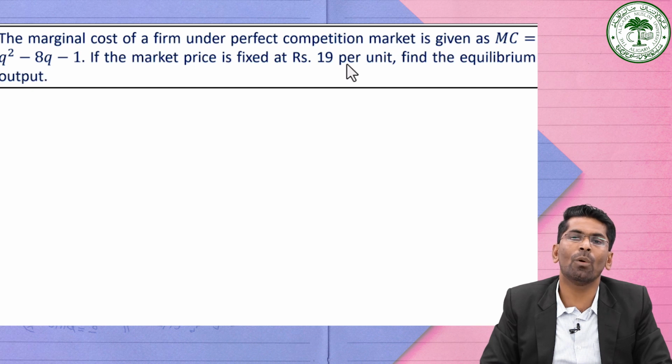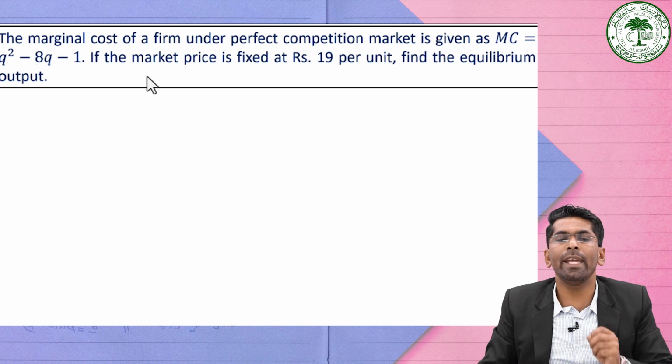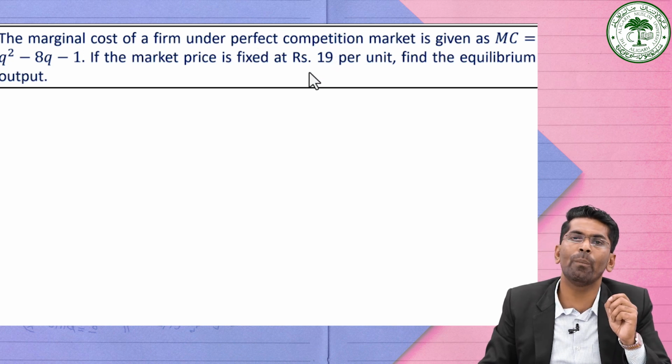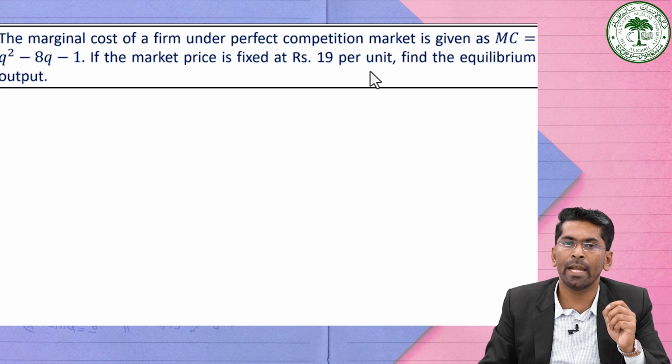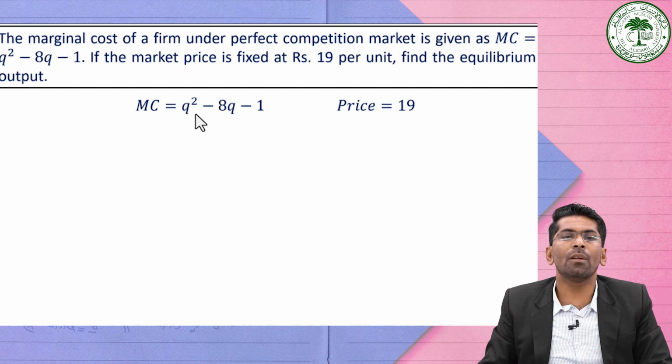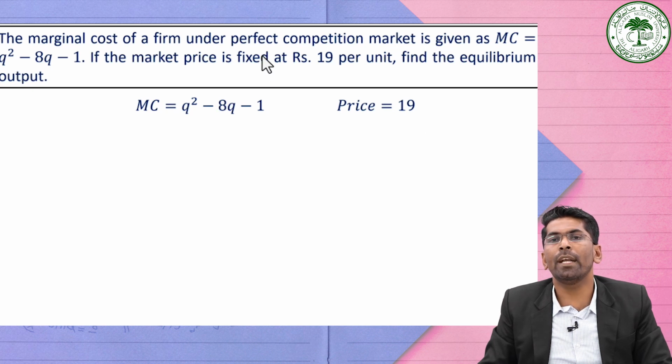That is marginal cost, MC is equal to Q square minus 8Q minus 1. And the market price is already fixed, because we are assuming a perfect competition market, so we have a market price which is equal to 19 rupees per unit. We want to find the equilibrium level of output, that is, the value of Q. Here the marginal cost is given, Q square minus 8Q minus 1, and the price is 19.